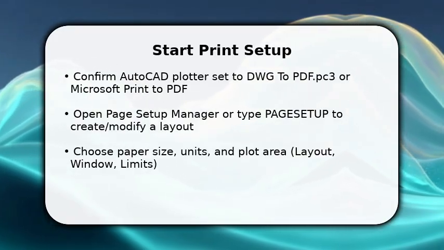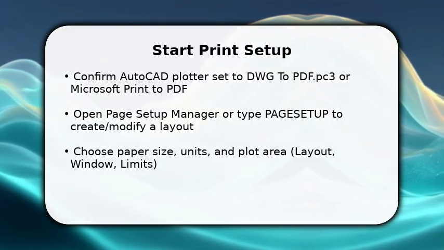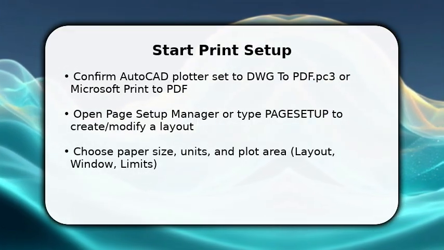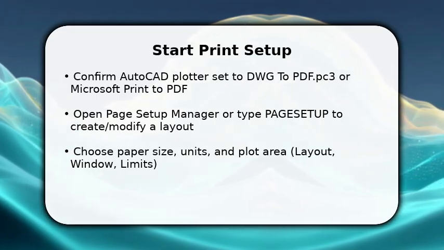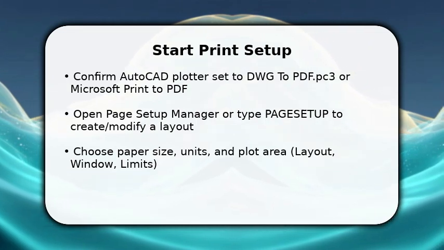Make sure to pick the correct paper size and units, then set the plot area. Select Layout for full sheet or window to specify an exact region. You do this now, so scaling and orientation are controlled before any further adjustments.